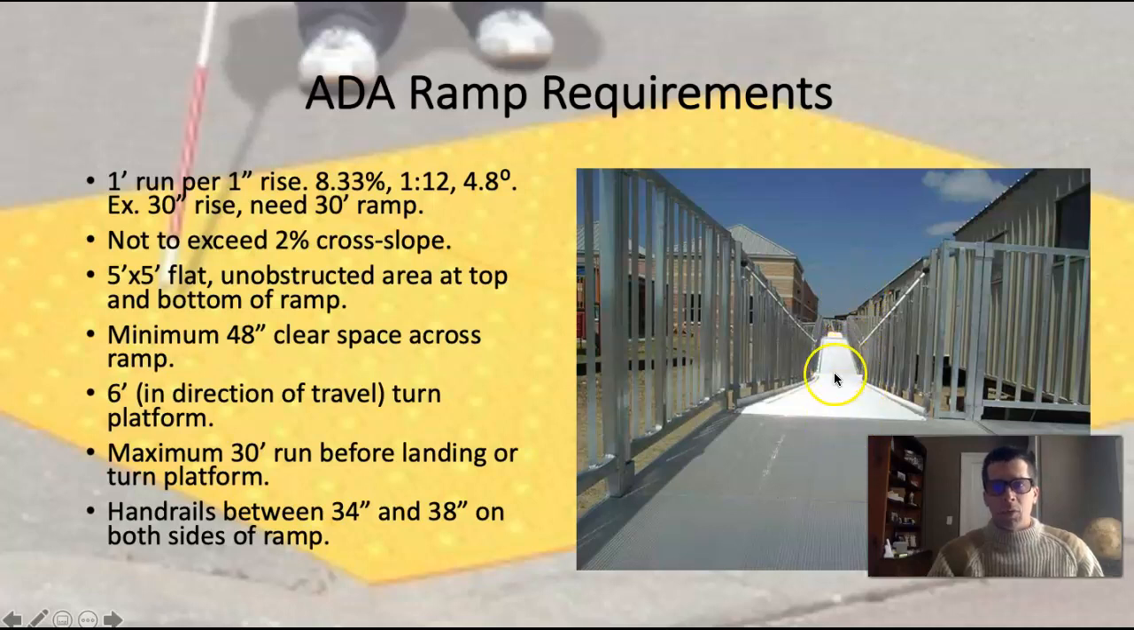A path of travel or an accessible route can't exceed 5% in this direction. It's 2% either way, but it can't exceed 5%. And once it exceeds 5%, it becomes a ramp. It needs handrails. And then either way, it can't exceed 8.33%.